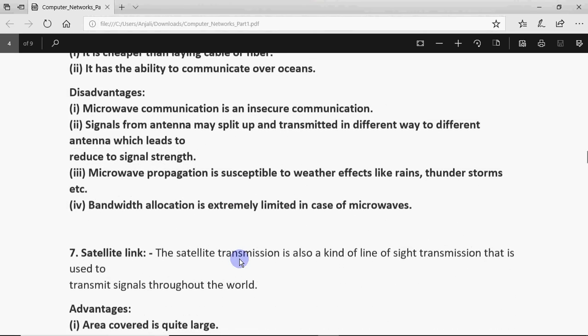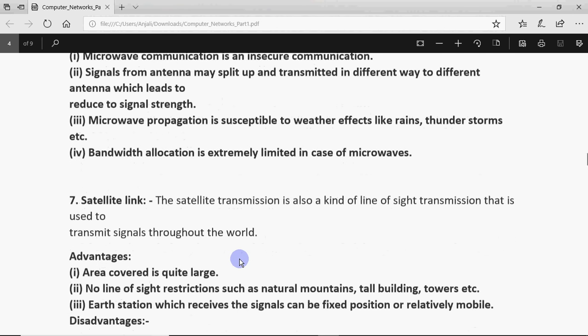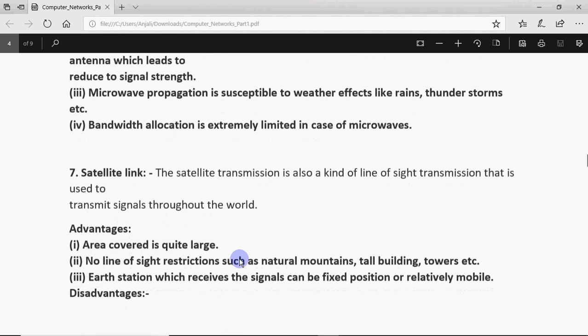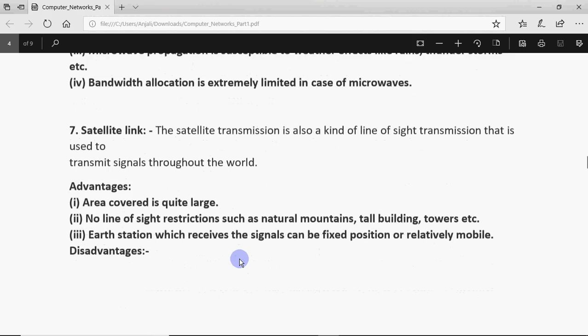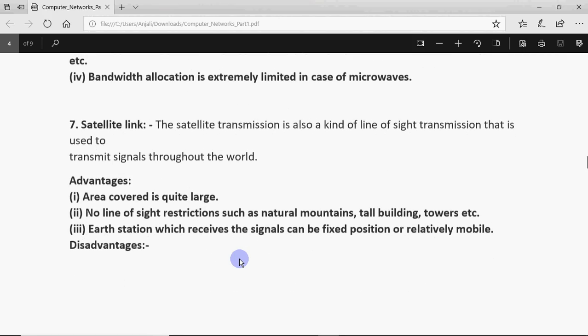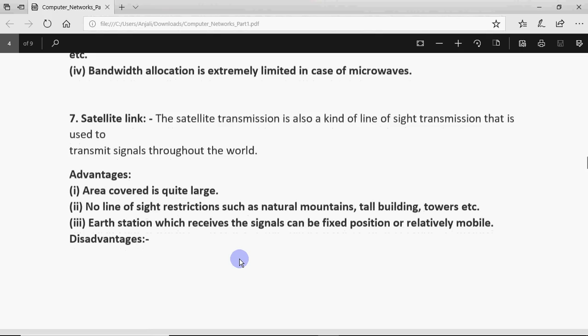Then disadvantages: microwave communication is insecure. Signals from the antenna may split up and be transmitted in different ways to different antennas, which leads to reduced signal strength. Then propagation is susceptible to weather effects, but to a lesser degree in comparison to radio waves. Then bandwidth allocation is extremely limited in the case of microwaves. So it is limited, but when it's a long distance, you don't have many options. So one option is microwave, and the second option is satellite.